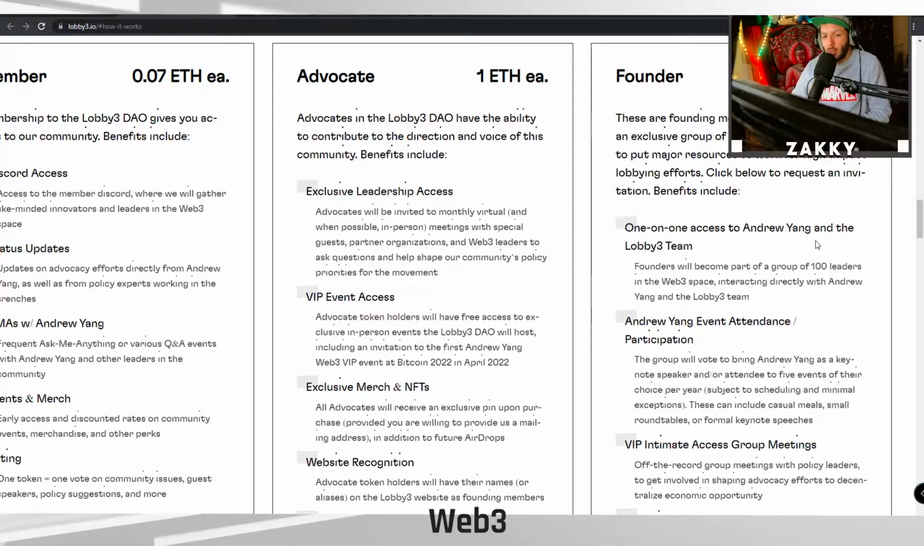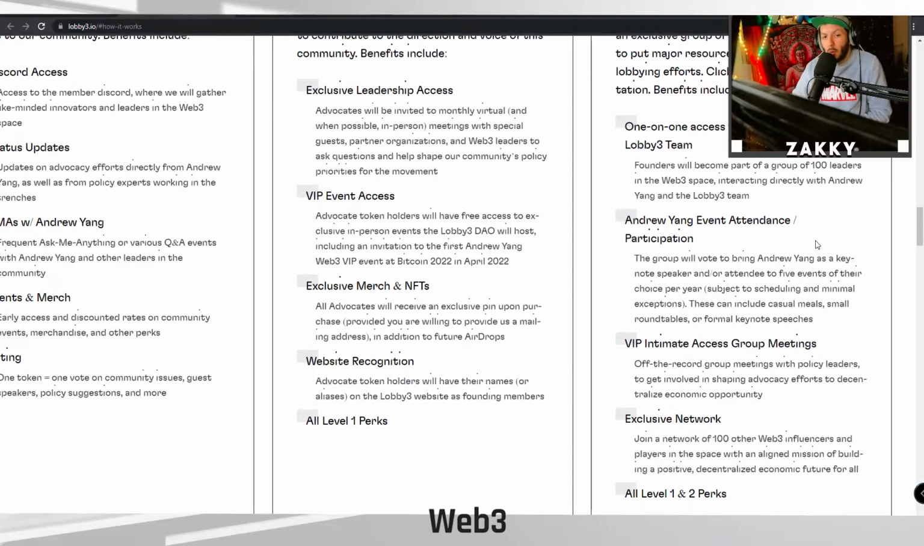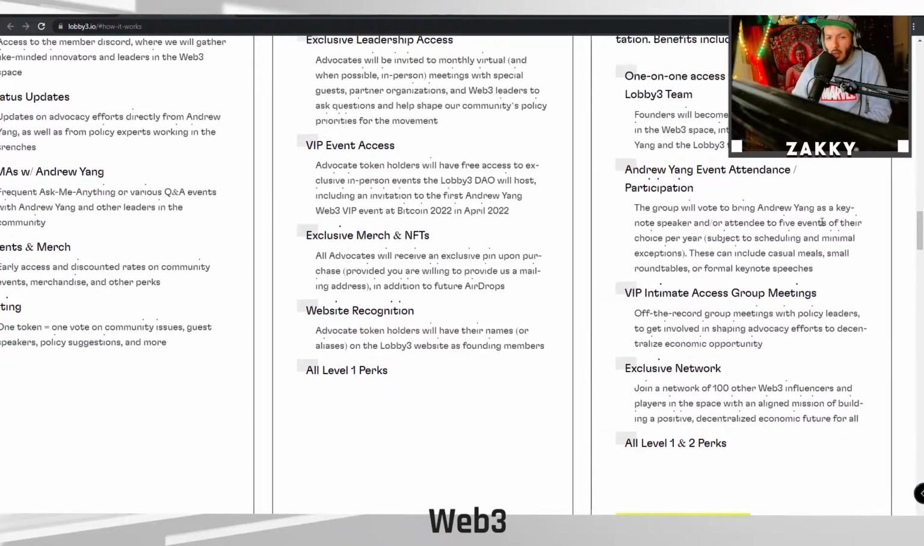The group will vote to bring Andrew Yang as a keynote speaker and/or attending to 5 events of their choice per year, subject to scheduling and minimal exceptions. These can include casual meals, small roundtables, or formal keynote speeches. VIP intimate access group meetings, exclusive network, and/or level 1 and 2 perks.